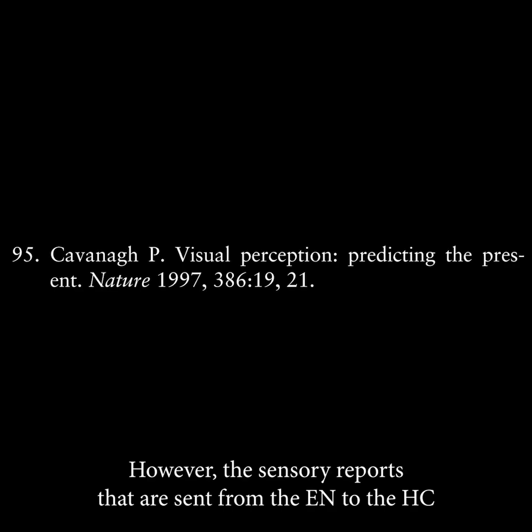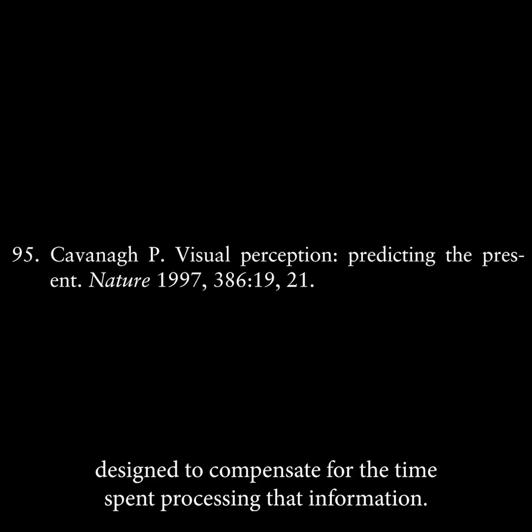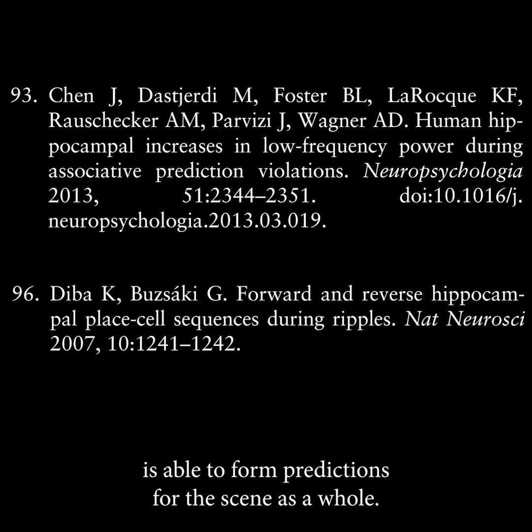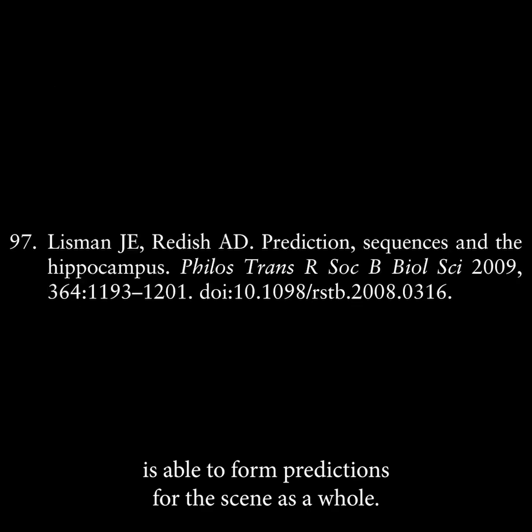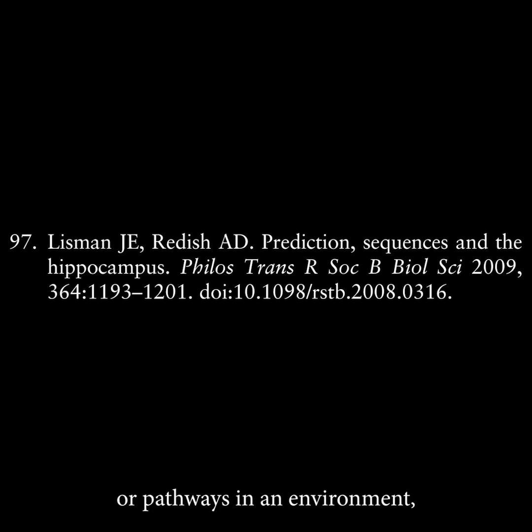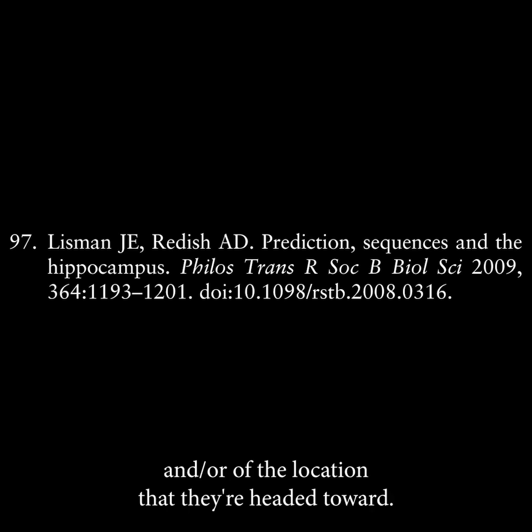However, the sensory reports that are sent from the EN to the HC are predictive ones, designed to compensate for the time spent processing that information. The HC's predictive powers. There is also increasing evidence that the HC itself is able to form predictions for the scene as a whole. Leisman and Reddish demonstrated that as rats learn sequences of behaviors or pathways in an environment, their hippocampi were firing in expectation of their next behavior and or of the location that they're headed toward.